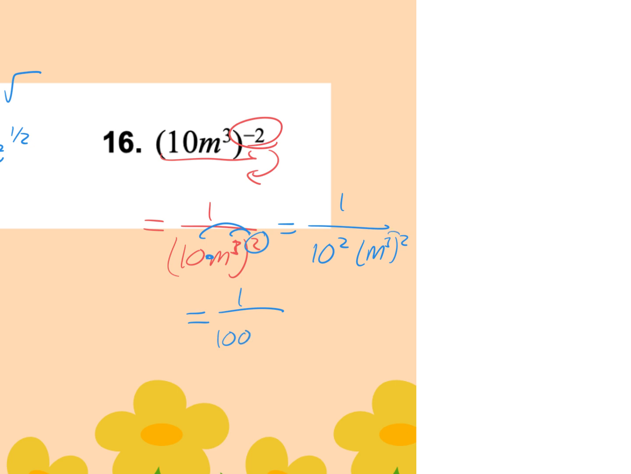And then m to the third to the second, right? 3 times 2 is going to get you 6. Right, power to a power, once again, we multiply. So this is going to get us 1 over 100 m to the 6.